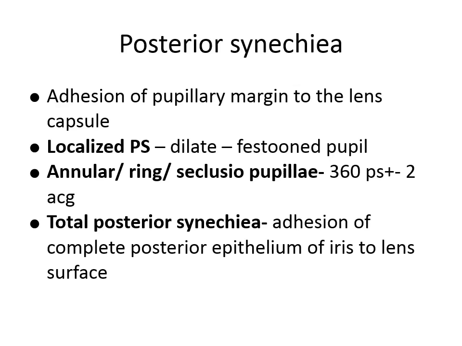Okay. Or else the next condition is you can have an annular synechiae or a ring synechiae or a seclusio pupillae. Now here what happens is the posterior synechiae is present in the 360-degree direction. On all sides the posterior synechiae is present. So there is no aqueous flow from the posterior chamber to the anterior chamber. So what happens is the anterior chamber becomes shallow, it becomes an iris bombe, and this can lead to a secondary angle closure glaucoma.